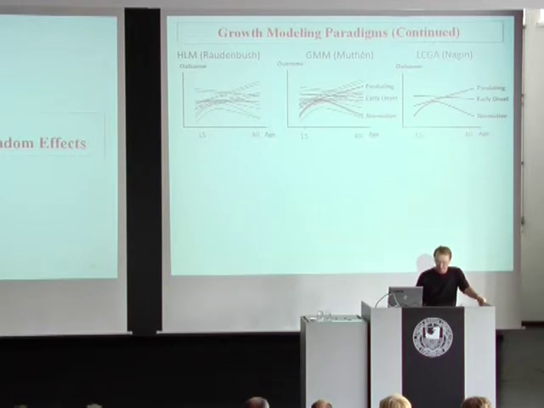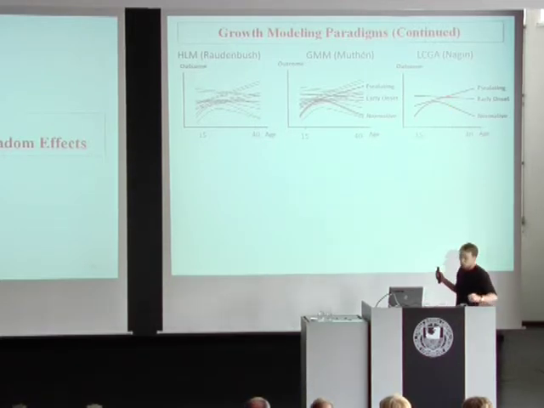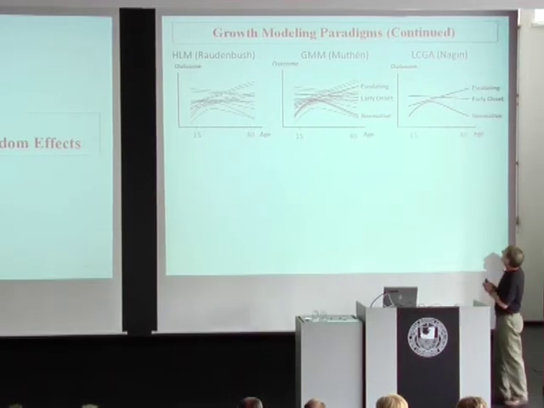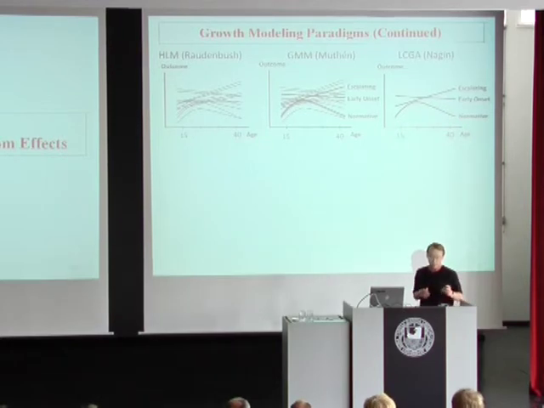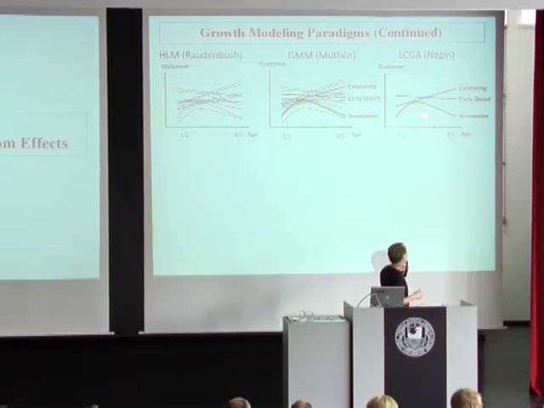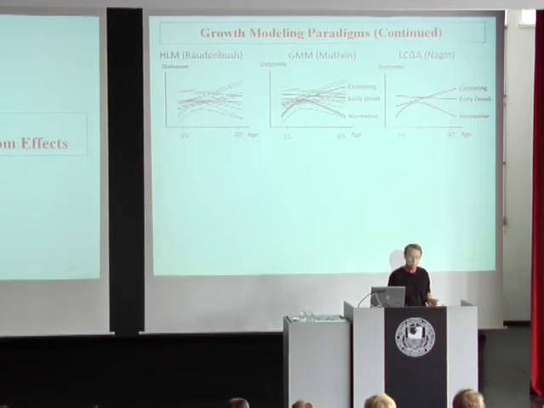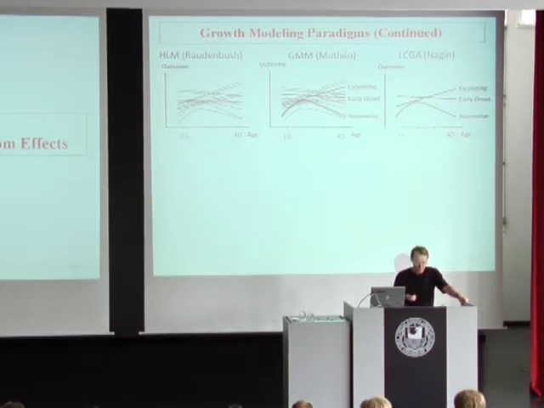Nagin, on the other hand, does not deal with individual variation, but talks about trajectory classes. So he sees the world in this simple way: you have these trajectory types, and once you're in a certain type of trajectory, every individual in that type has the same probability of a certain trajectory development.